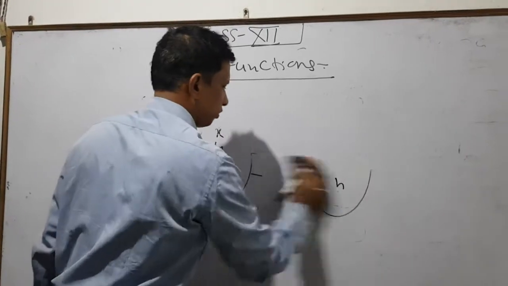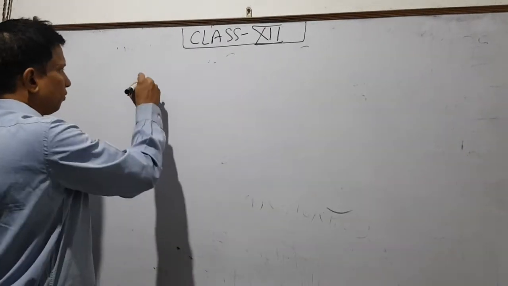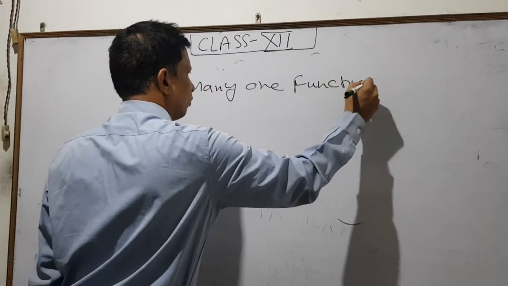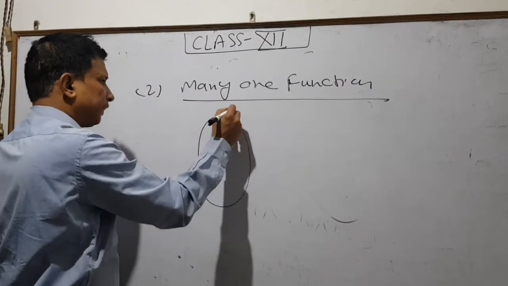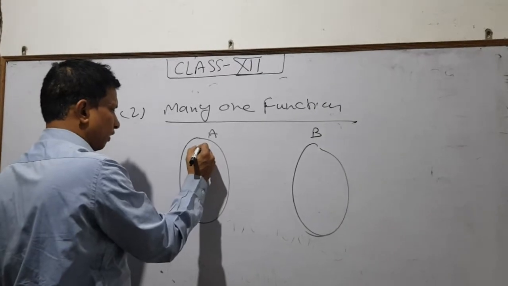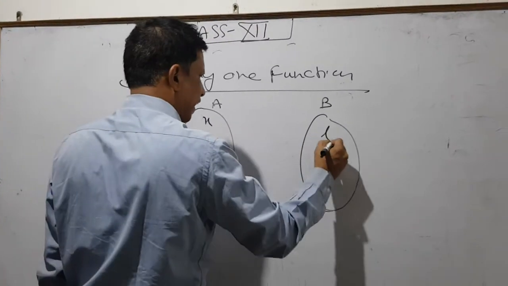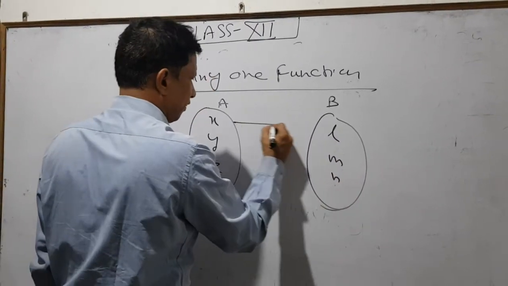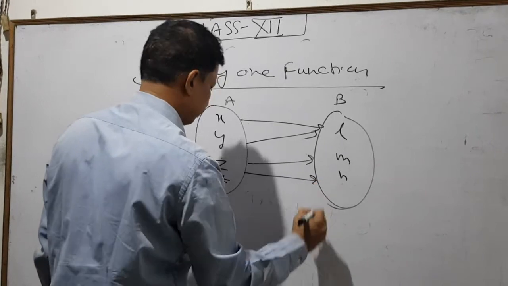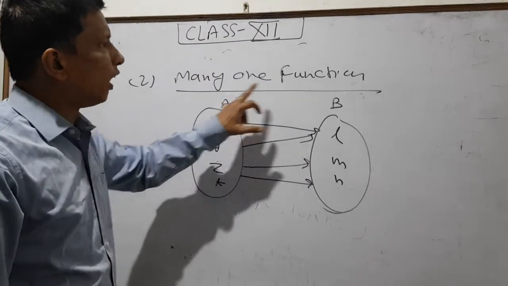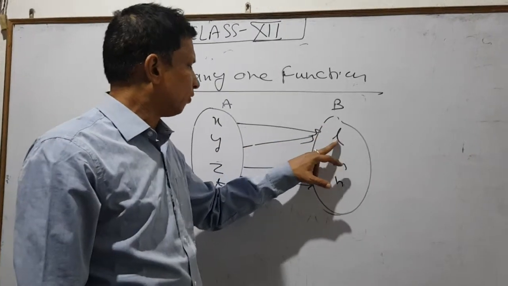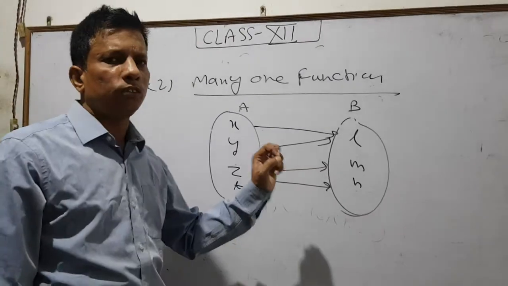Next, many-one function. This is A and this is B. Elements of this one are X, Y, Z, L, M, N. This is known as many-one function. Two elements of A have the same image in B, from L, is known as many-one function.